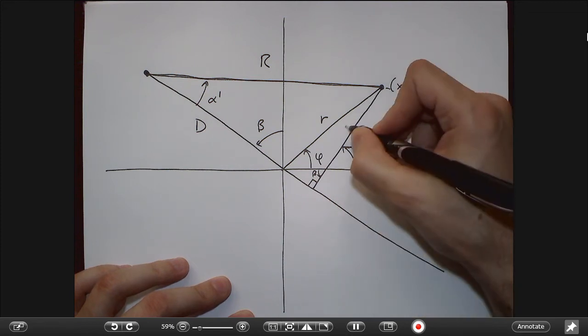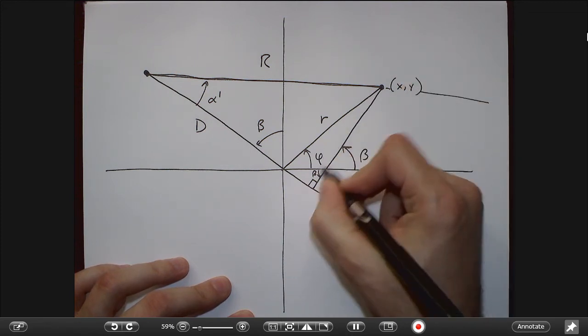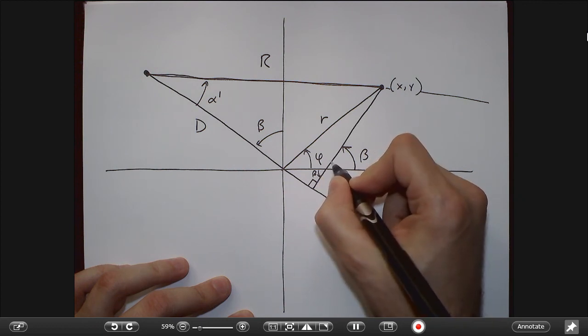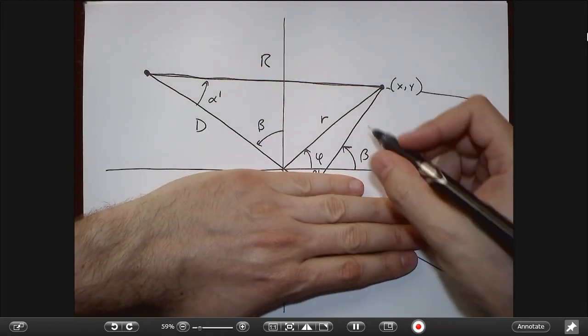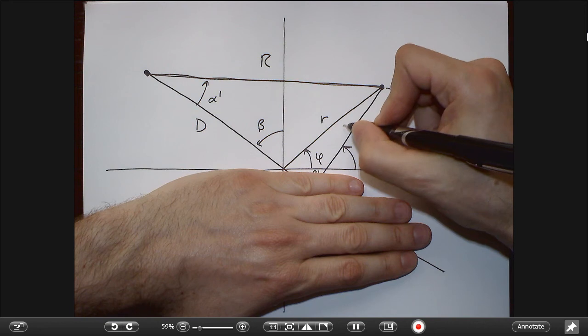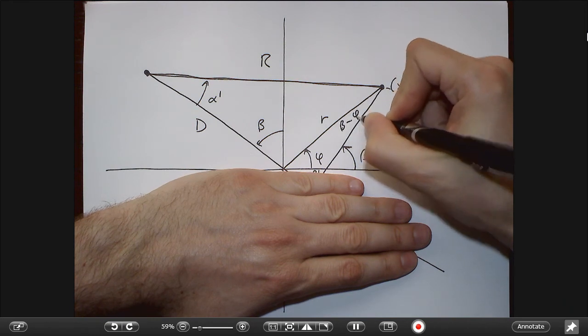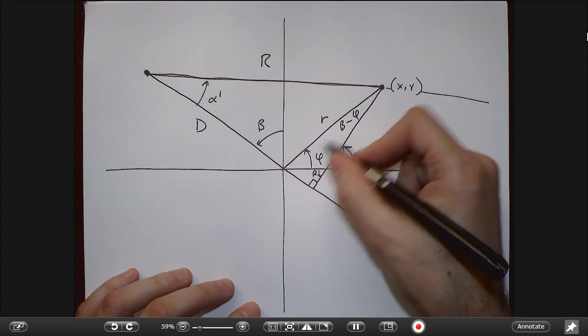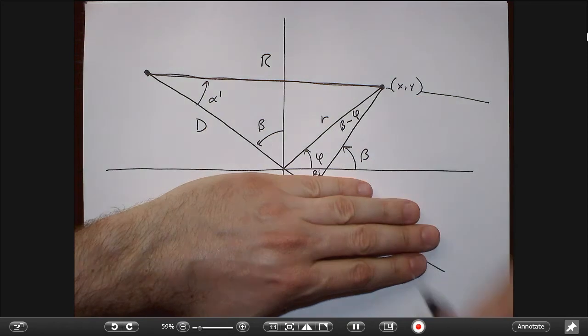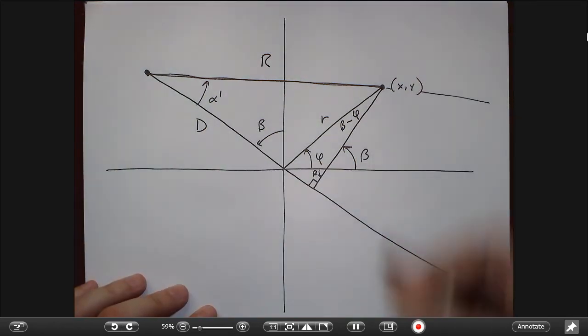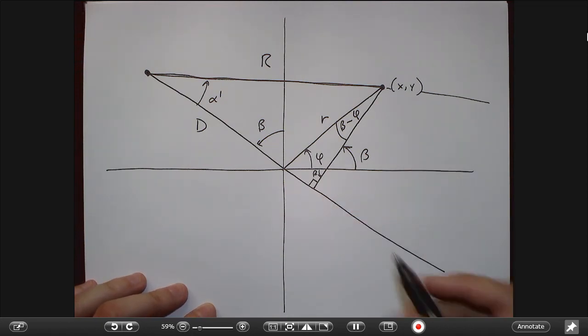Okay, so this angle here has to be 180 minus phi, right? If I draw this like this, that means that this angle here has to be beta minus phi, right? Because the angles of this triangle have to add up to 180, and beta plus this angle has to also equal 180. So this angle here is beta minus phi. Okay, a little bit tedious, probably a lot tedious, but where does this get us?